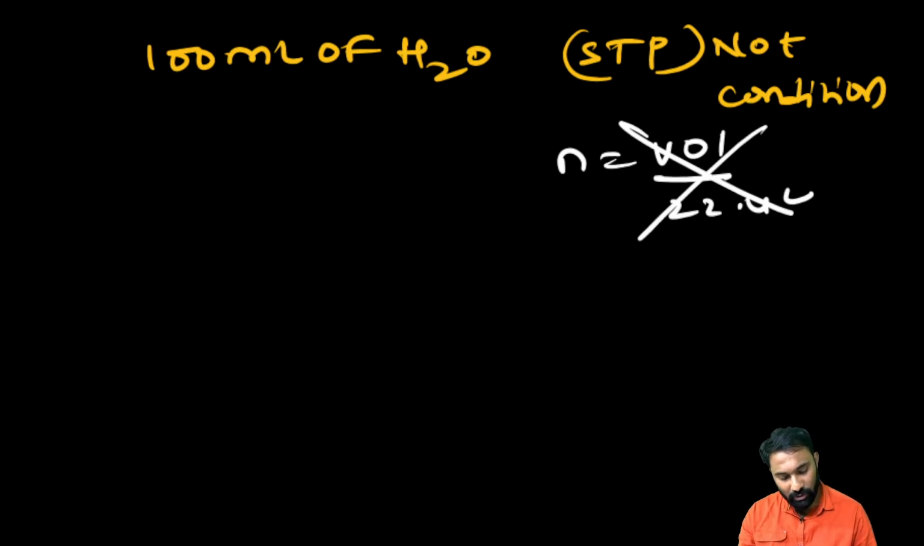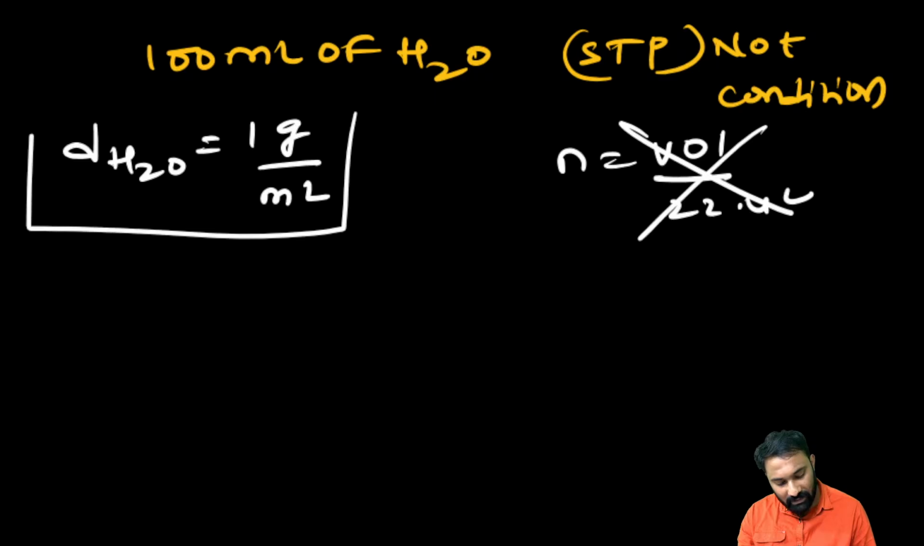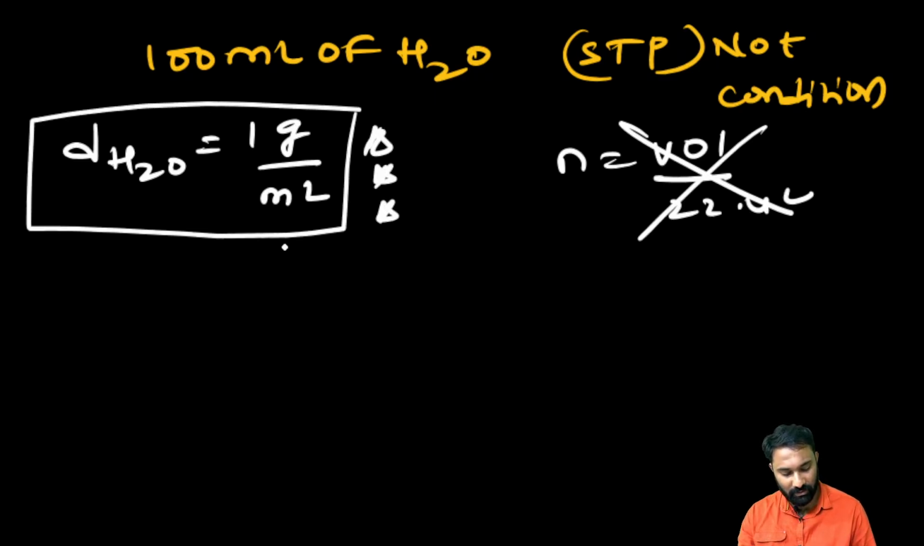Then what is the formula you have to use? Here 100 ml of H2O contains how much weight? If they ask, the density of H2O, density of H2O is 1 gram per ml. This they will never give you in the question. My dear friends, you have to be very careful with this one.